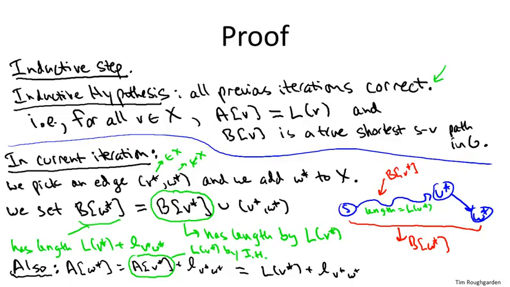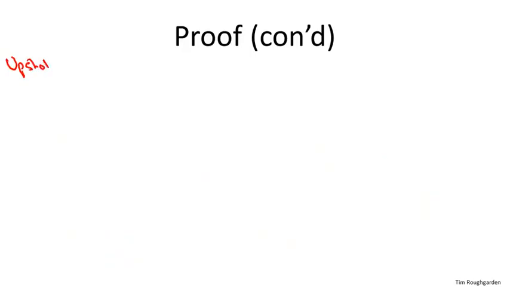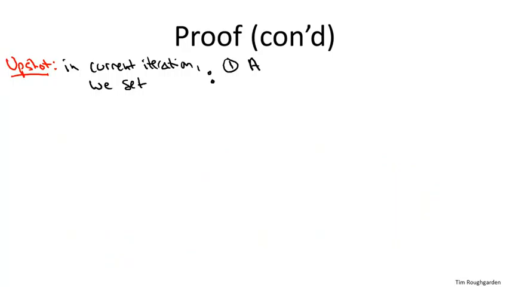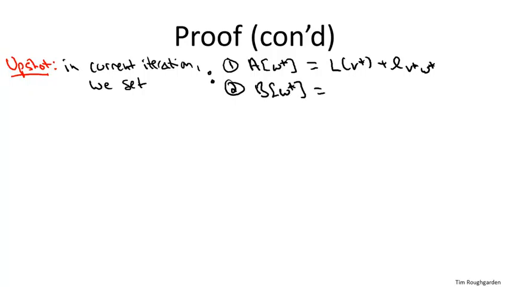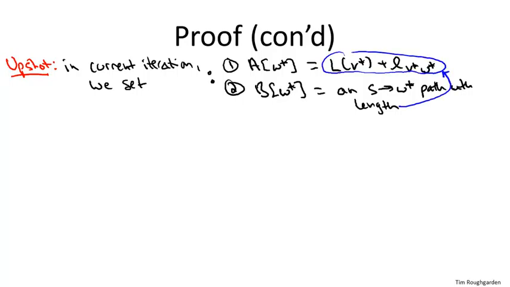So what have we done in the current iteration? Well, first of all, our estimate of the shortest path distance from the source to W star, to the new vertex that we're including in the set capital X, is the true shortest path distance to V star plus the length of the edge from V star to W star. That's the first thing. Secondly, the path that we have in the B array is a bona fide path from S to W star with exactly this distance. And the point is, now it's clear what has to be proven for us to complete the inductive step and therefore the proof of correctness of Dijkstra's algorithm.